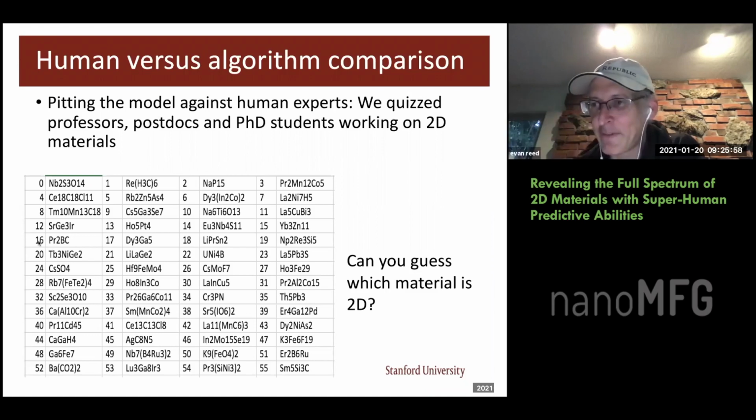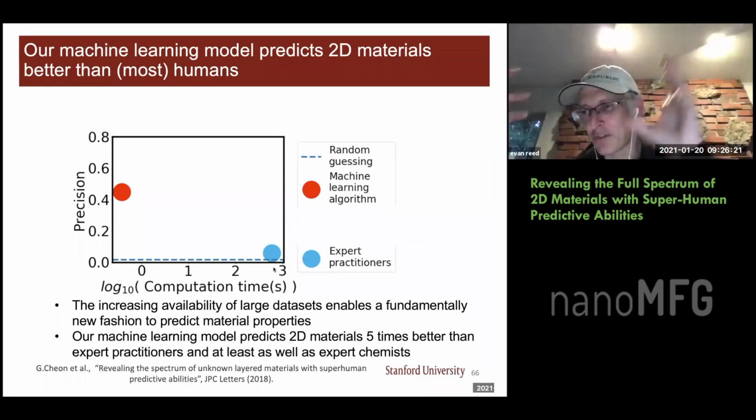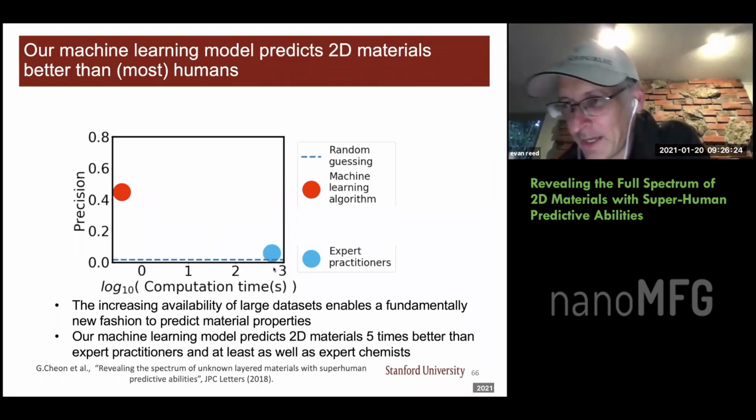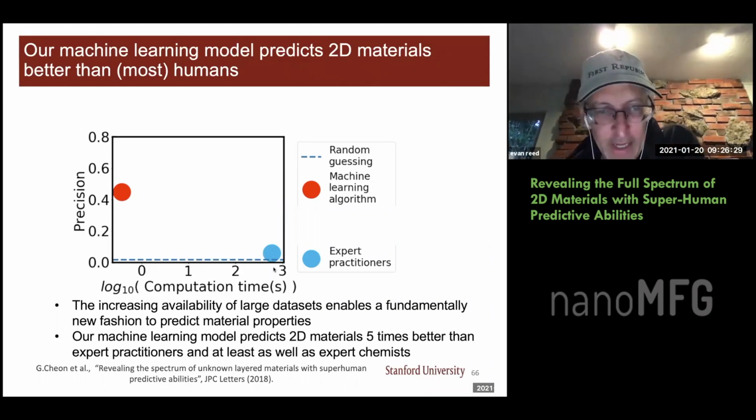So anyway, we gave this quiz to a spectrum of individuals, and the practitioners, so these are the double E's, the mech E's, the material science folks who are using 2D materials, they did better than random. So that's good. They have some intuition, but not a whole lot better than random. And furthermore, it took them a lot of time, because they were Googling things and using the structural viewer, doing things online. And so what we want are algorithms that are really fast and have high precision. So we want stuff that's kind of up here.